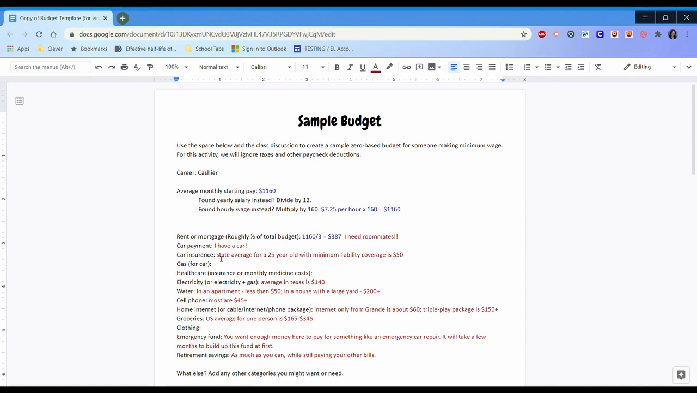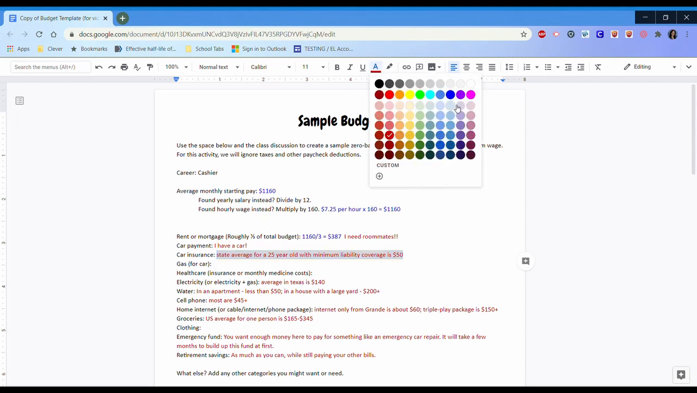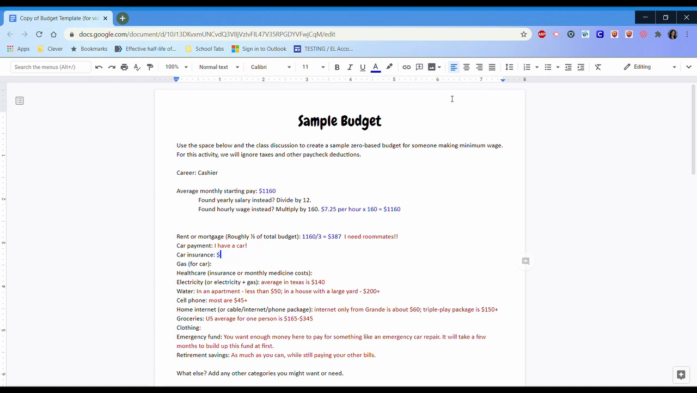Car insurance, though, you got to pay for. So the state average for a 25-year-old with minimum liability coverage is $50. It was a little harder to find for teenagers or for younger people because a lot of them are still on their parents' insurance, because that does bring the cost down. Let's go ahead and go with $50. Just like these paycheck deductions, there are so many things that can change what you pay for car insurance. And we're going to talk about that later in the year.